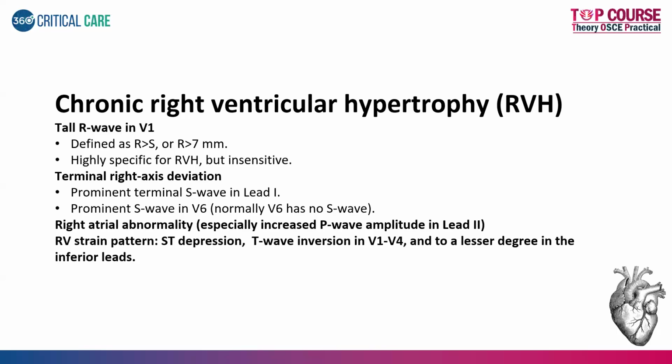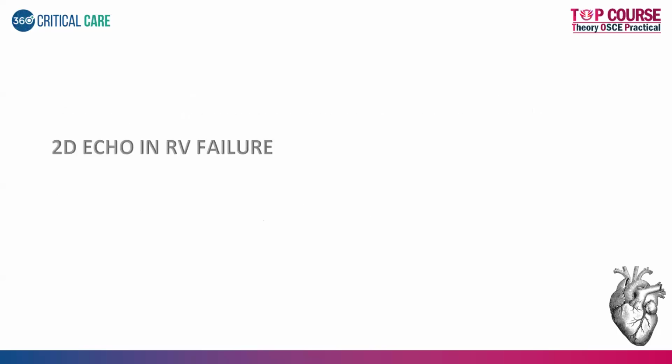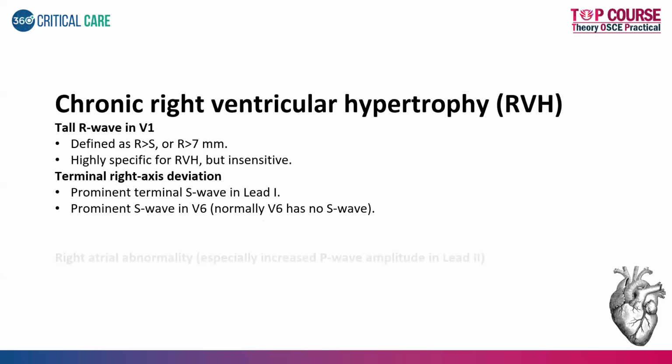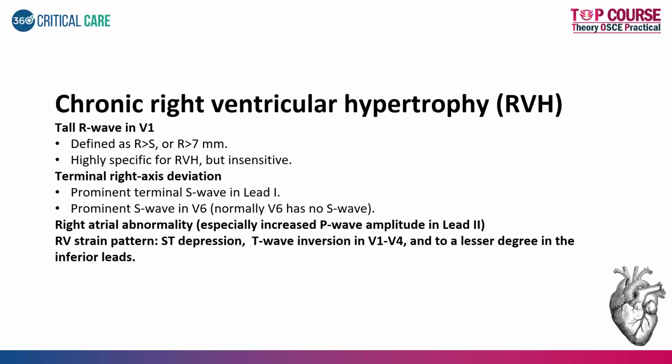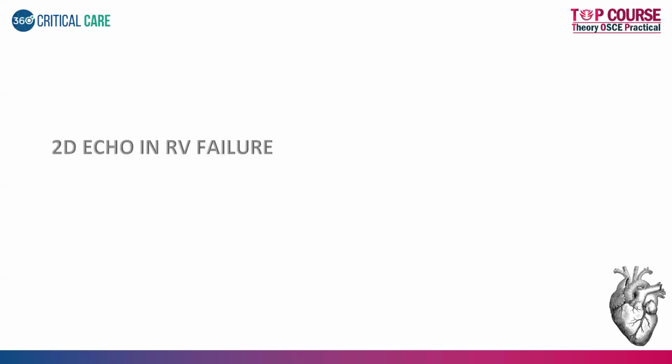Right atrial abnormalities and right strain patterns like T wave inversions in V1 to V4 are seen in lesser degrees when we see that. Okay, so we need to think about these 2 things: ECG changes in acute as well as chronic right ventricular failures. So what is the role of 2D echo in RV failure?